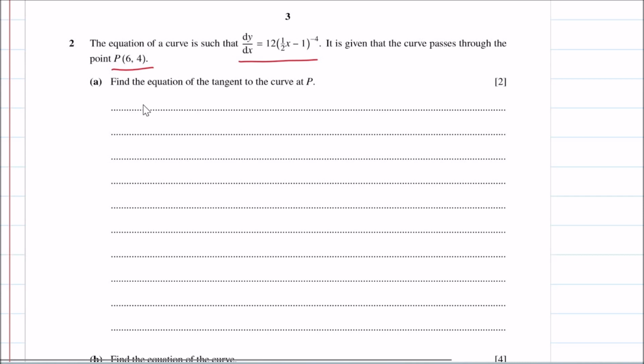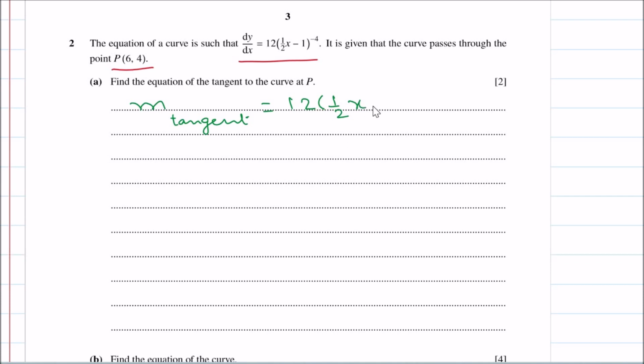So let's write the gradient of the tangent is equal to 12 times 1 by 2.